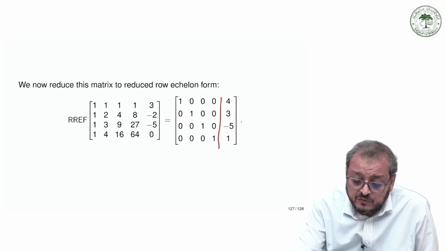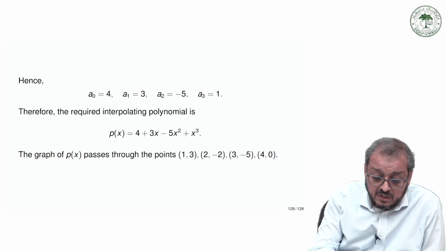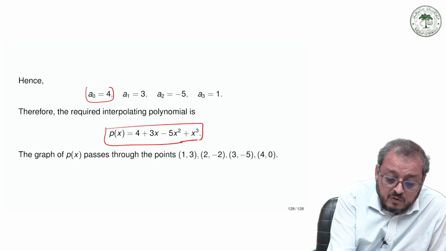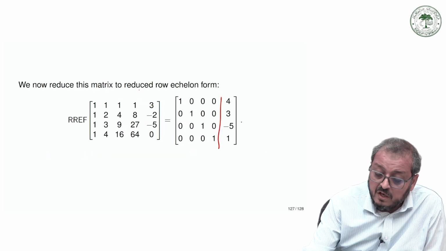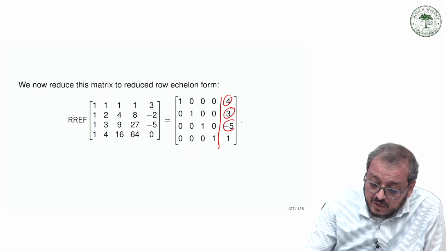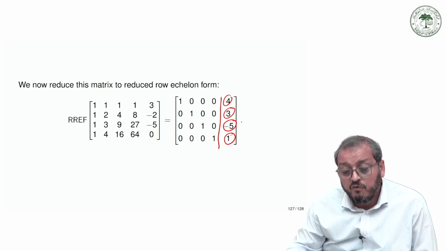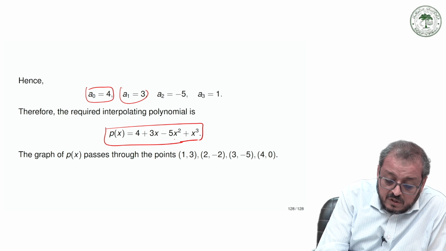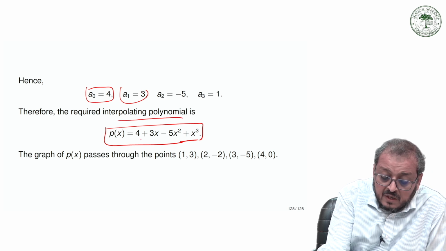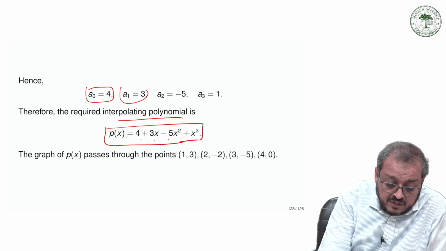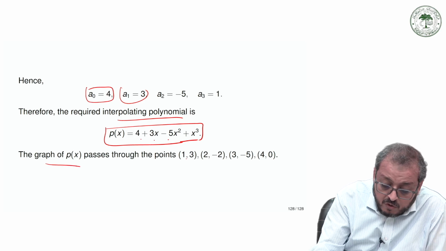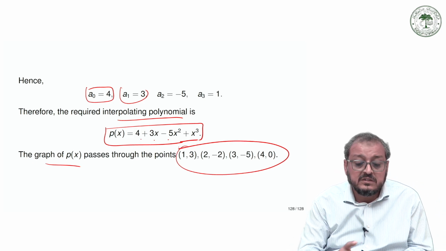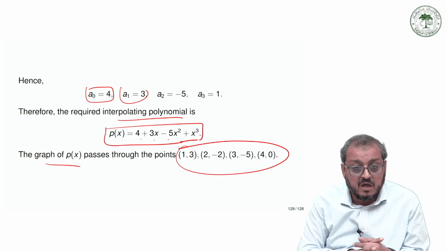So we get the values of the unknowns: a0 is equal to 4, a1 is equal to 3, a2 is equal to minus 5, and a3 is equal to 1. So the interpolating polynomial is p(x) equals 4 plus 3x minus 5x squared plus x cubed, and the graph of this polynomial passes through the given points. This way we complete the solution of this problem.